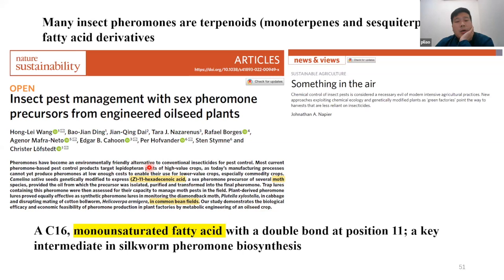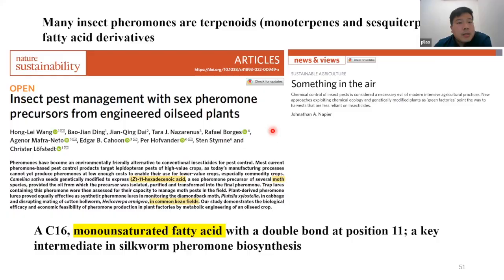After getting this, they also extracted the pheromones from these transgenic plants, and then they also did a field trial, and the efficiency is quite promising. There's no difference between the plant derived pheromones and the chemically synthesized pheromones, which is quite promising. And I think this is an expert in biotechnology in the UK, Jonathan, who also commented that these genetically modified plants could be used as a green factory to produce the pheromones.